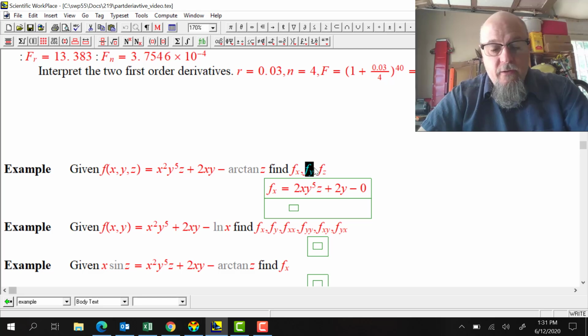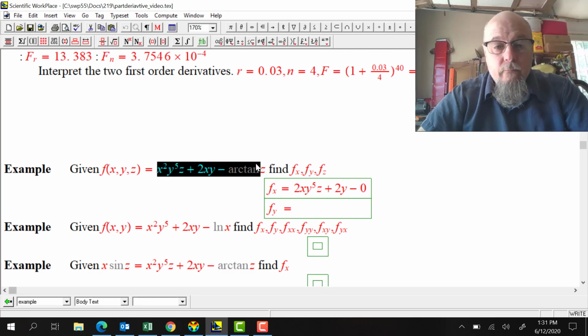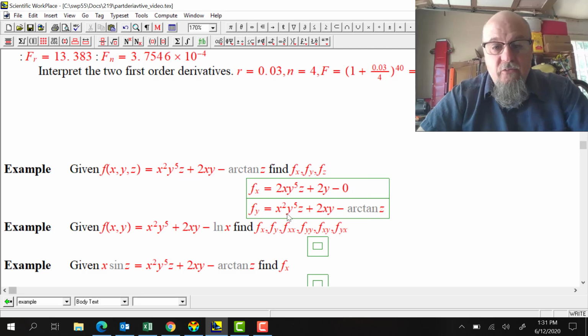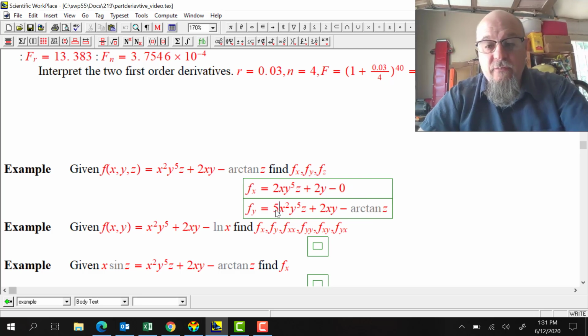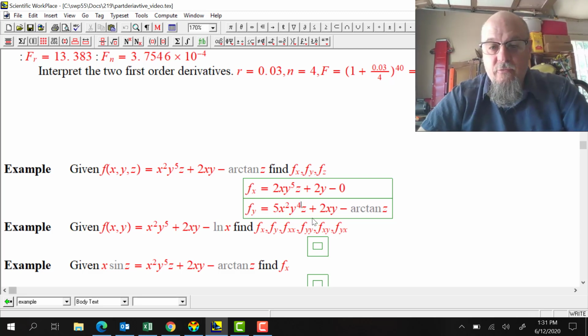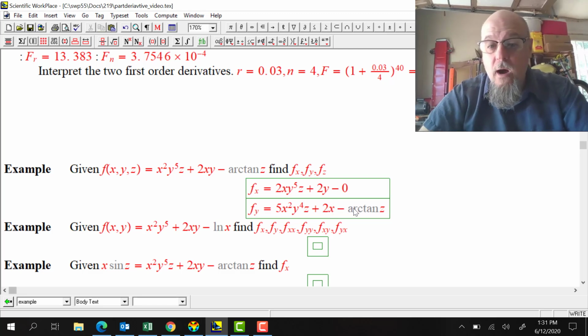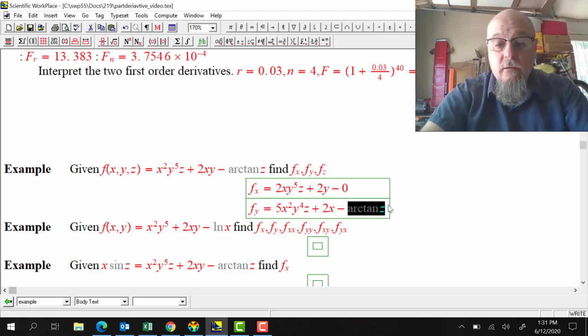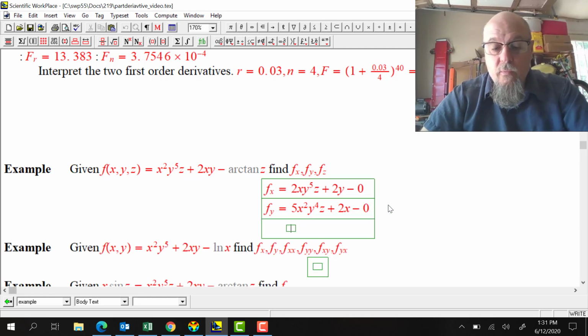The derivative with respect to y, well, same idea, but now the x is a constant and the z is a constant. So I'm just differentiating with respect to y. 5 comes down, subtract 1 from the exponent, differentiate with respect to y, and again the arctan of z, derivative is 0.